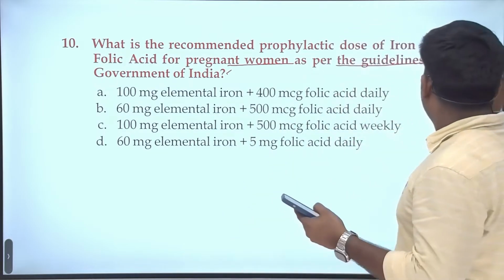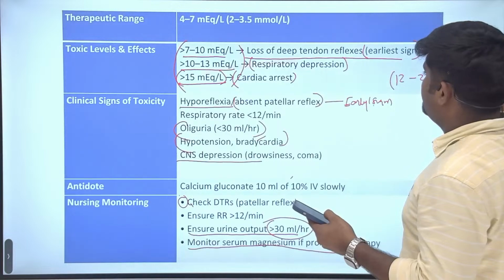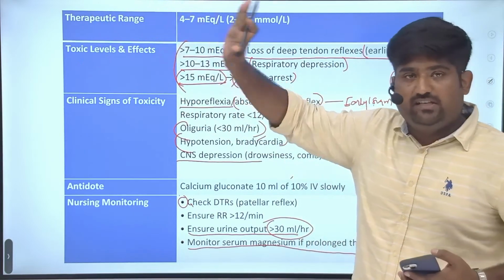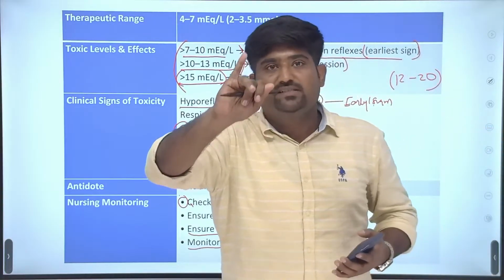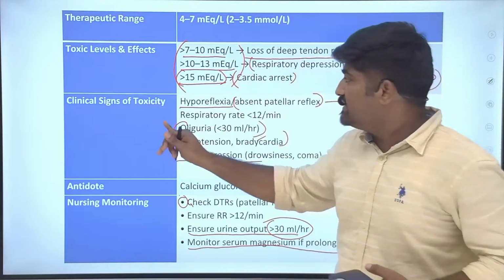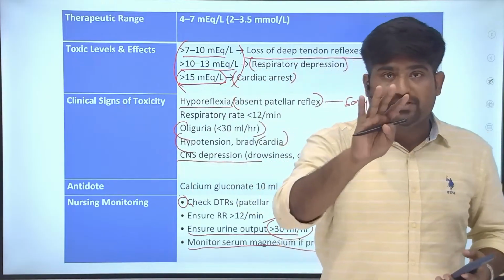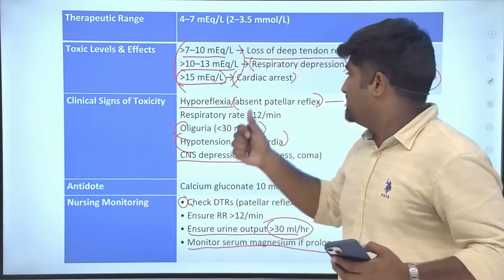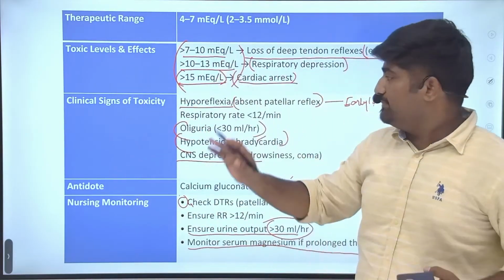The therapeutic range is 4 to 7. Easily you can remember: the earliest sign is decreased DTR, loss of deep tendon reflexes, and the late sign is respiratory depression, and the most serious complication is cardiac arrest and CNS depression.